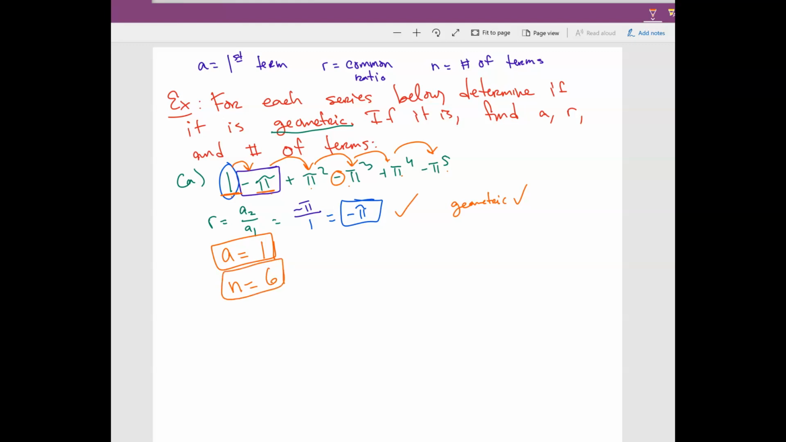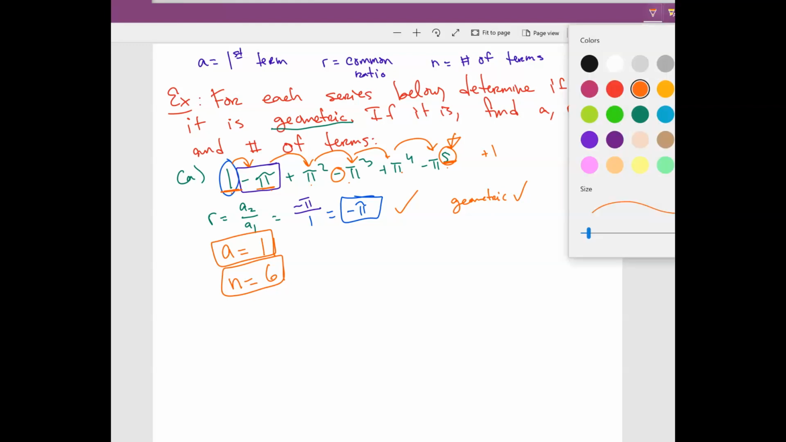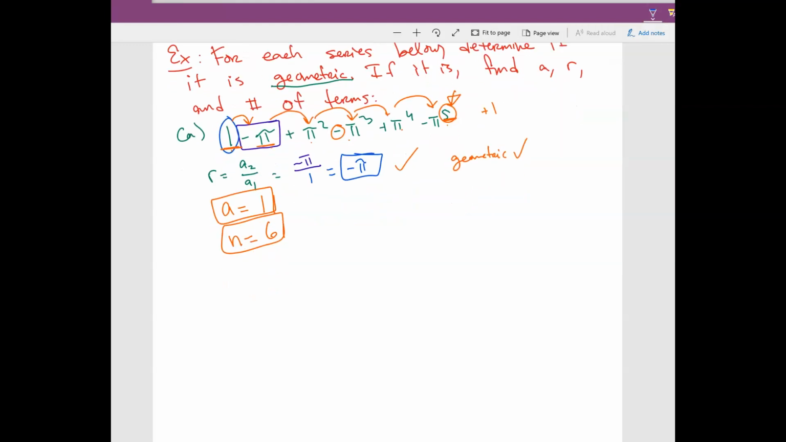Another way to do it is because we know that this power is going to be 1 less, the number of terms is going to be 1 more, which is going to be 6. Look at this power, it's always going to be 1 more than whatever that is. Okay, so now let's look at another problem.